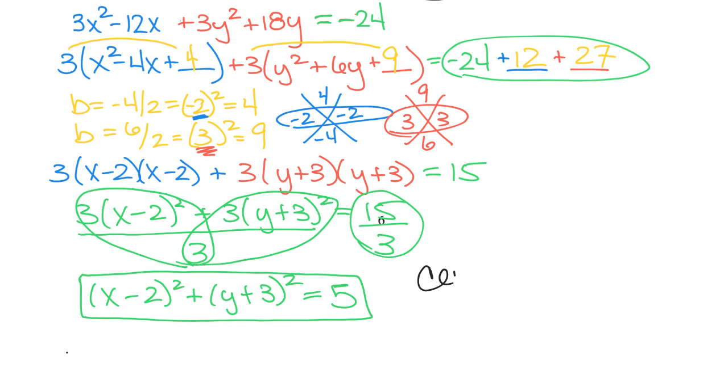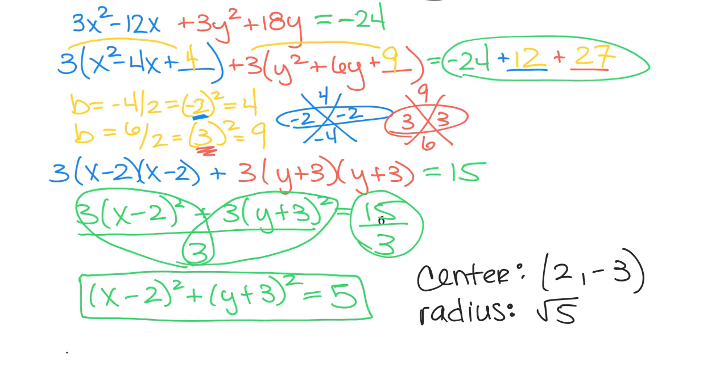And so now I can tell you that the center is positive 2, negative 3, and that our radius is the square root of 5, which is in simplest radical form, and therefore we will keep it.